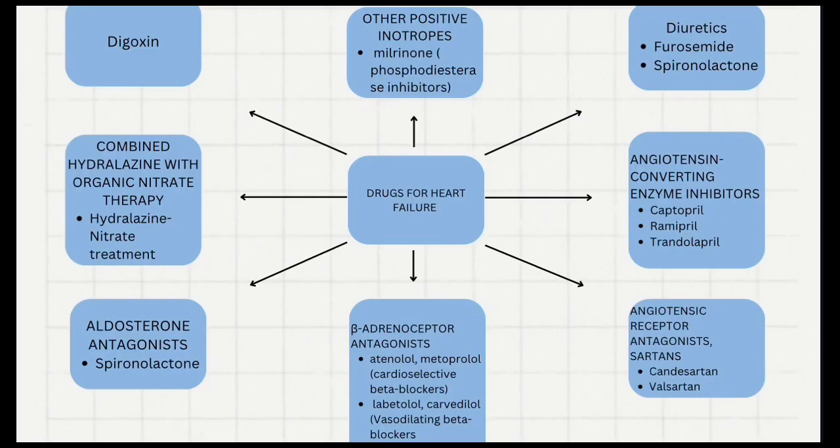And for the drugs for heart failure, the first one is diuretic, which is furosemide and spironolactone. The second one is angiotensin converting enzyme inhibitor, which is captopril and ramipril. The third one is angiotensin receptor antagonist, which is candesartan and valsartan. The fourth one is beta adrenergic receptor antagonist, which is atenolol, metoprolol, and labetalol. The fifth one is aldosterone antagonist, which is spironolactone. The sixth one is combined hydralazine with organic nitrate therapy. The seventh one is digoxin, and the last one is other positive inotrope, which is milrinone.